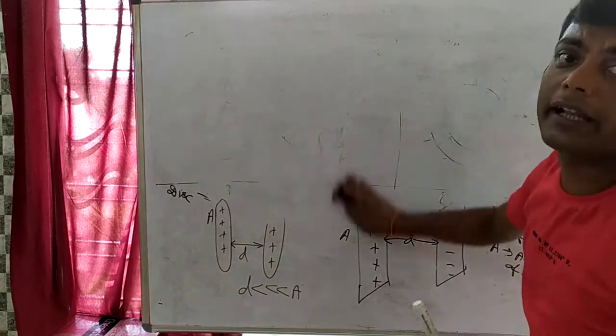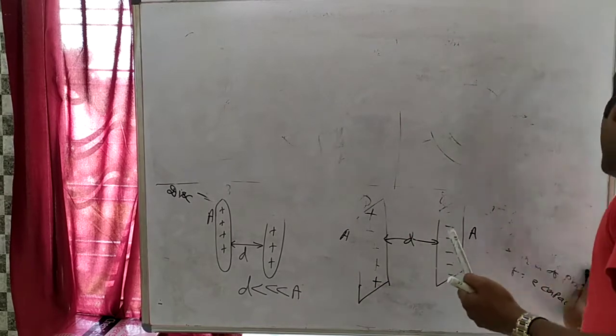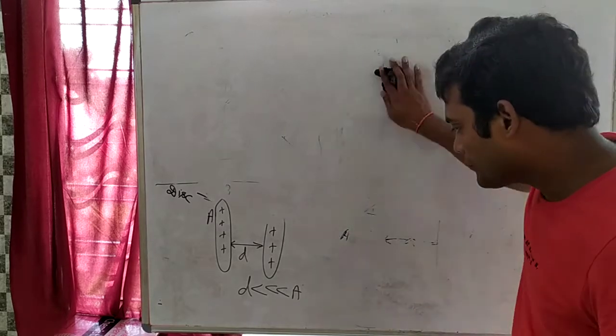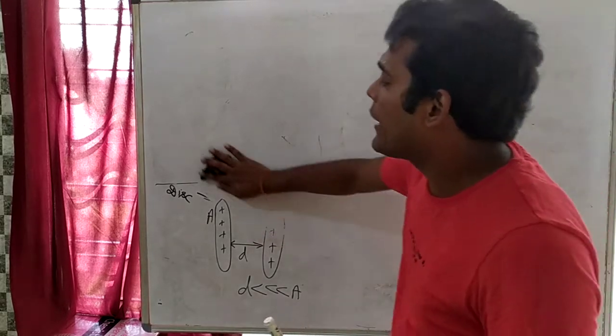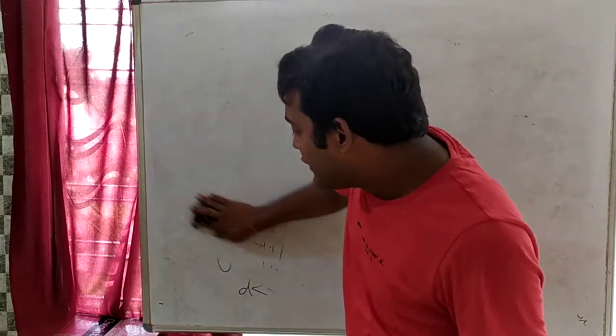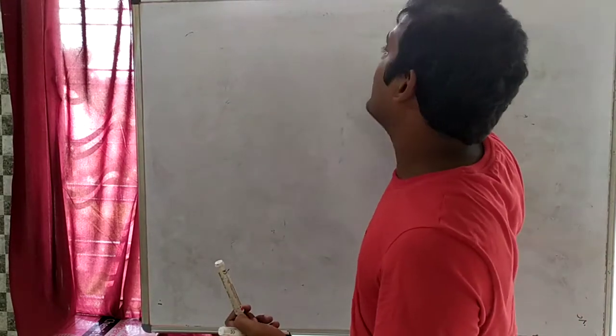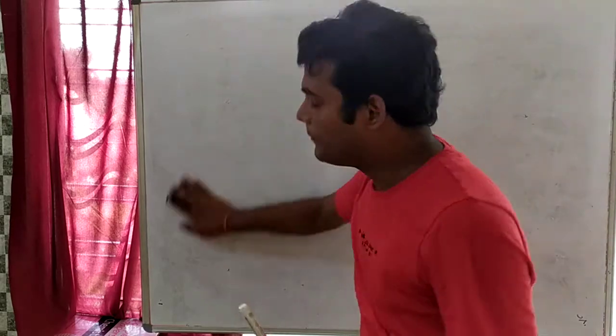Actually, the capacitance of a capacitor is depending on the shape and size. That means the geometry of the capacitor. Then the capacitance of a capacitor is depending on the distance between the plates of the capacitor, and it is depending on the area of the plate of the capacitor. So try to understand how we will derive that.